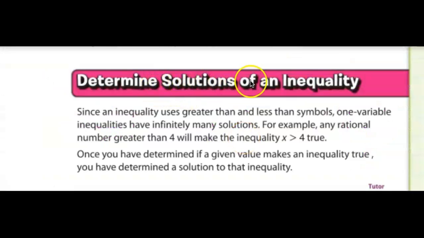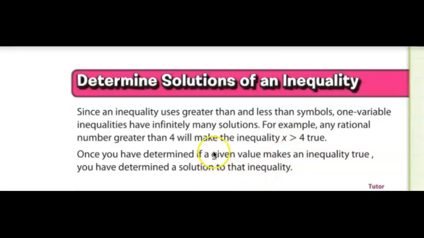Okay, now we're going to determine the solutions of an inequality. Basically, it says since an inequality uses greater than and less than symbols, one variable inequalities have infinitely many solutions, which we've already discussed. For example, any rational number greater than 4 will make the inequality x is greater than 4 true. If a given value makes an inequality true, then you've determined a solution to that inequality. Now remember, rational numbers can also include decimals and fractions and all sorts of things like that.